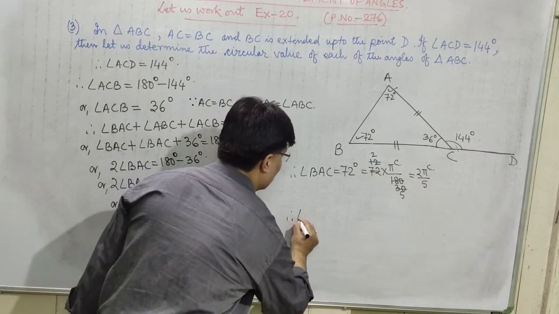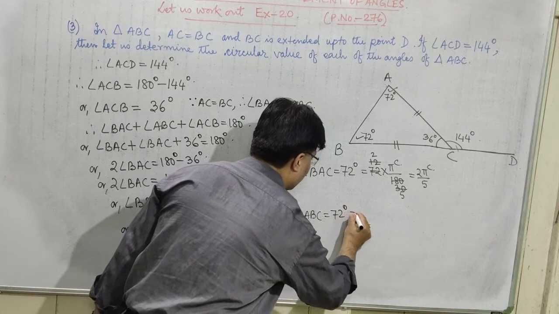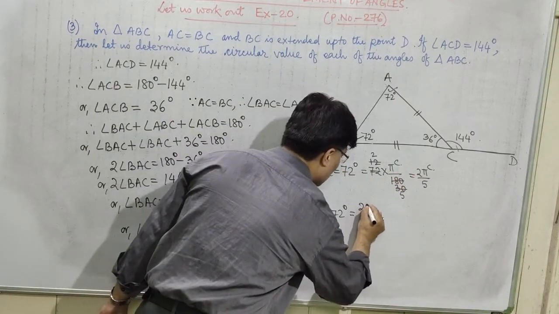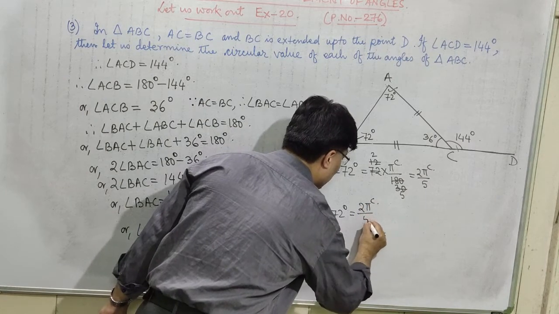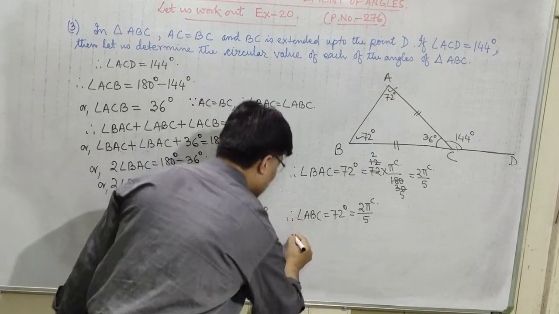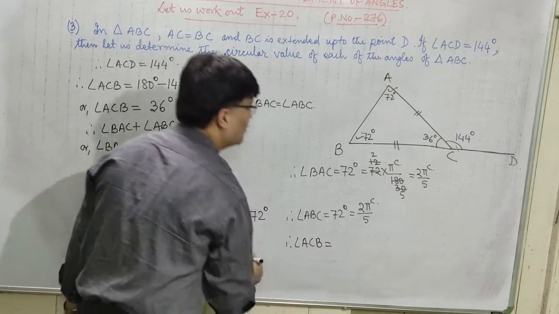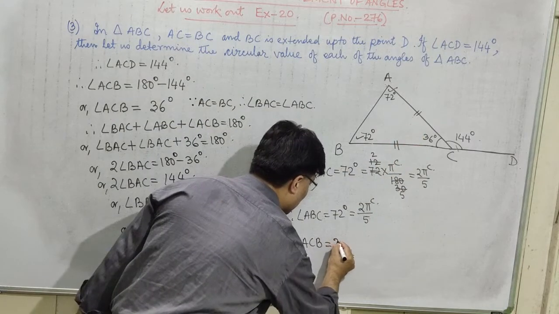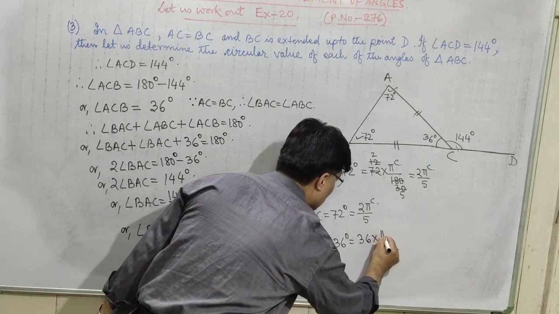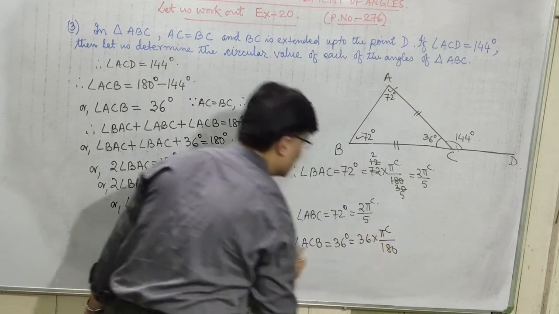So similarly, what is angle ABC? Angle ABC is also 72 degrees, and we have just found 72 degrees in terms of radian, that is 2 pi radian divided by 5. Is that clear? Now what is angle ACB? Angle ACB is equal to 36 degrees. So let us convert into radians. 36 into pi radian divided by 180. Is that clear?